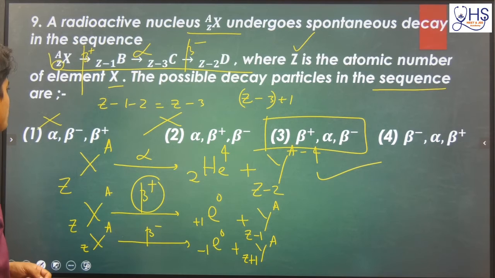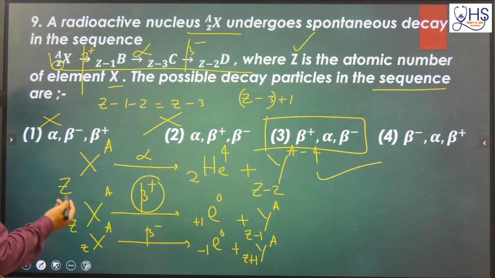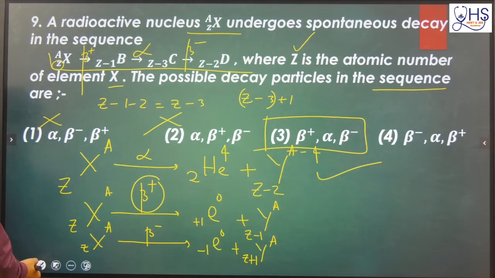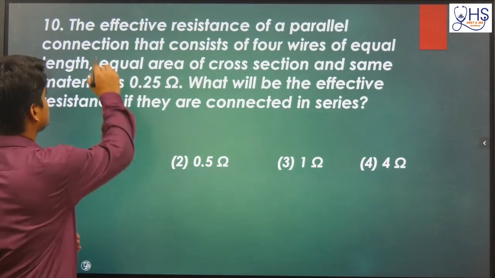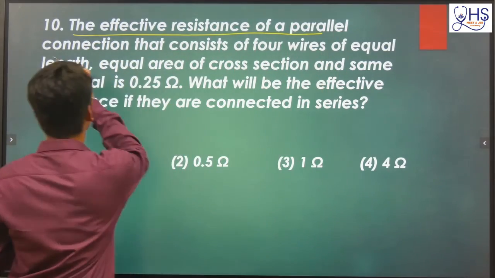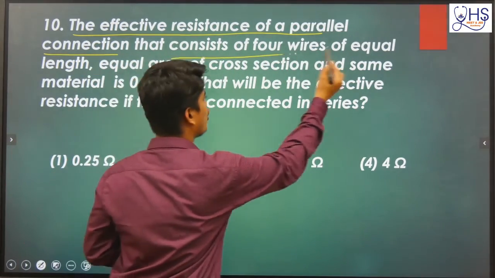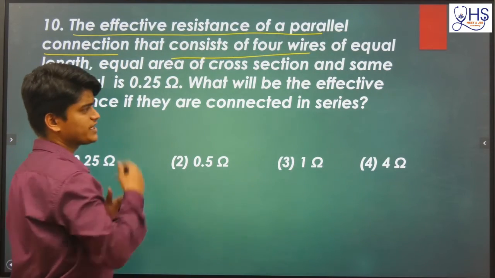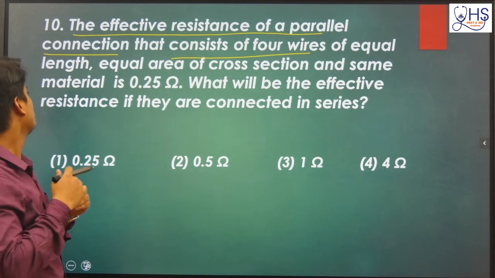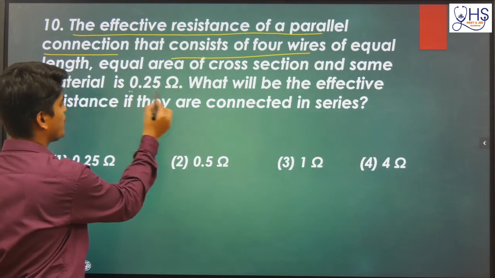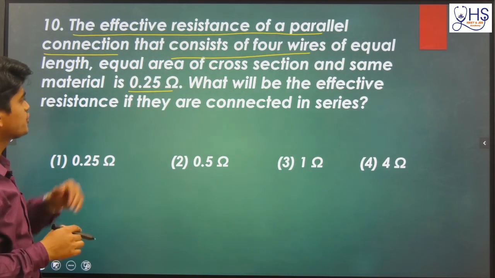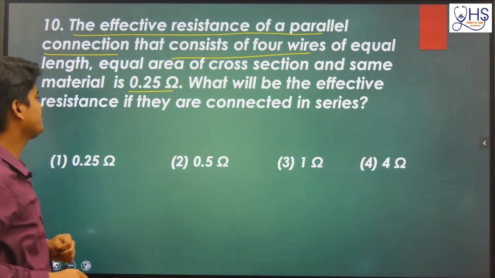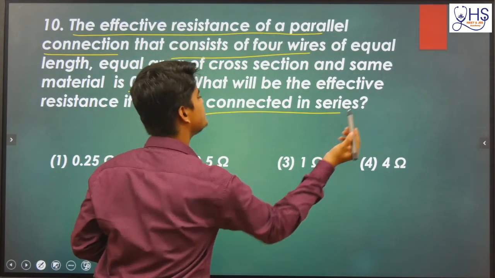Now let us move to question number 10. I hope you understand this. If you remember these decay equations, then immediately you can solve this. Now question number 10, they are telling the effective resistance of a parallel connection that consists of 4 wires of equal length, equal cross-section area and the same material is 0.25 ohm. So remember here, 4 equal resistors are there. What will be the effective resistance if they are connected in series?